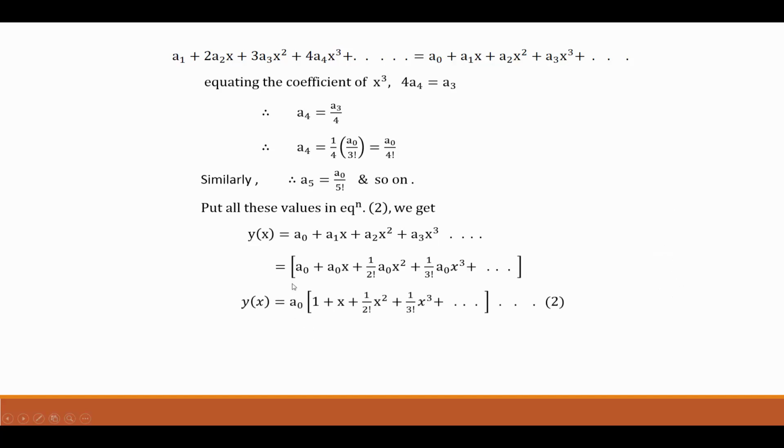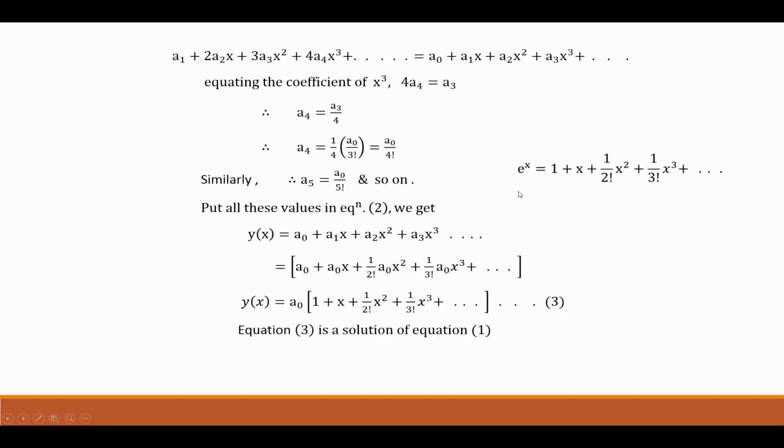Taking a0 common, a0 inside the bracket 1 plus x plus 1 upon 2 factorial x square plus 1 upon 3 factorial x cube plus dot dot dot. Denote this as equation number 3. Equation 3 is a solution of the given differential equation, means equation 1.